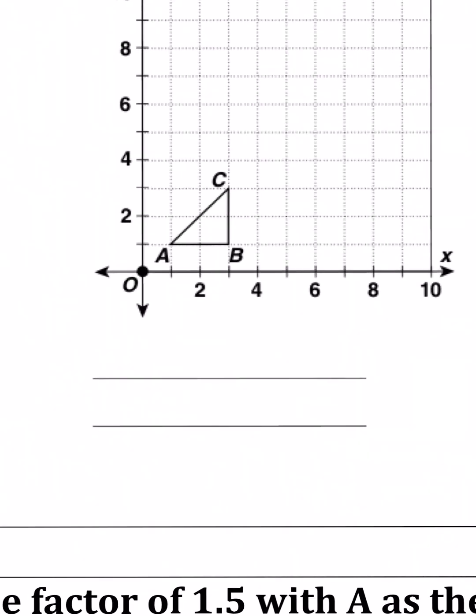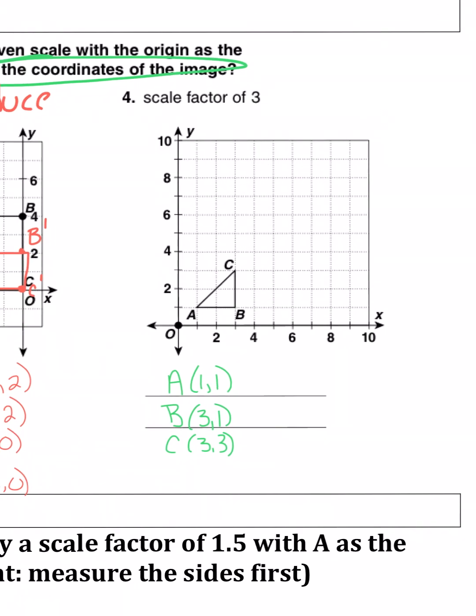So here we just have a triangle with points A, B, and C, so let's list them here. Coordinate A is to the right 1, up 1, so it's 1, 1. Point B is to the right 3, up 1, so it's 3, 1. And point C is to the right 3, up 3, so it is 3, 3. And this one has a scale factor of 3.